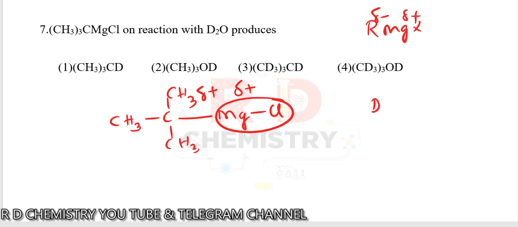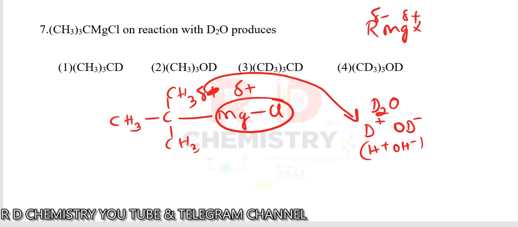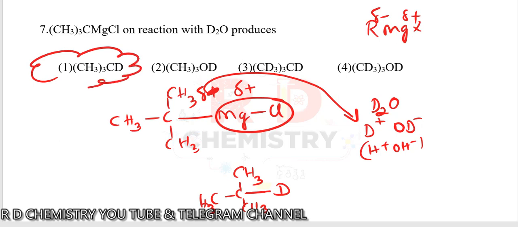D2O is acidic, just like a water molecule. D plus and OD minus, like we write H plus and OH minus. So acidic hydrogen is there, and the acidic hydrogen is taken by the negative part. So it takes deuterium. Therefore, the compound should finally be CH3, CH3, CH3, with this negative charge taking up the acidic deuterium. Okay, so the answer is option number 1. Clear?